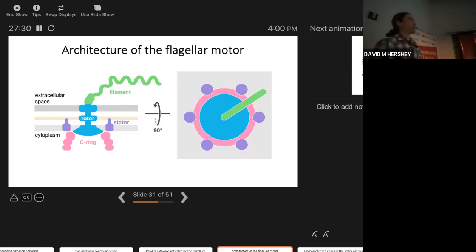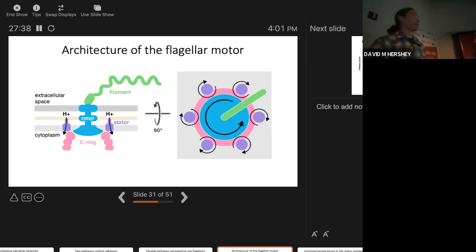If you look at the top view, you can see that these stators are surrounding this central rotor portion. The way this works, again, is these stators, when they start allowing ion flux, rotate in unison, and that's what drives the rotation of the filament, right? So what we're seeing as we start characterizing some of the genes that we hit in the screen is that it really is these proteins that are required to turn the filament. These are the same proteins that are required to sense filament obstruction.